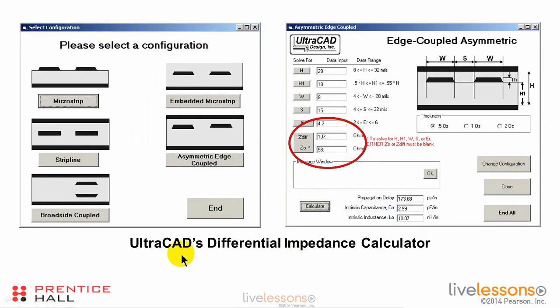And then UltraCAD has a differential impedance calculator that we offer that we think compares favorably to the Polar calculator, although it is much less flexible than the Polar calculator is. But on the other hand, it's a lot less expensive too.